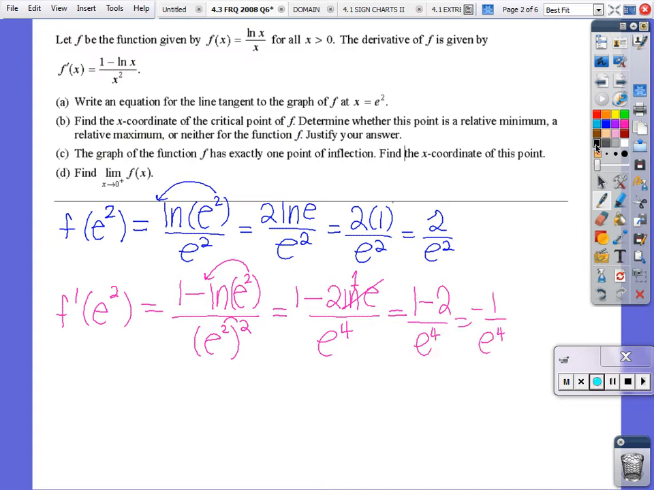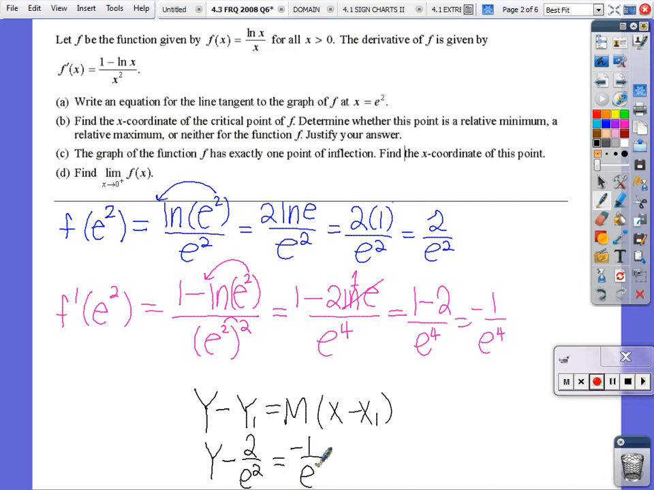The equation of the tangent line then is y minus y1 equals m times x minus x1. Therefore, we get y minus the y of the point, which is 2 over e squared, equals the slope, which is negative 1 over e to the fourth, times x minus e squared. So it's not the prettiest slope, but it gives you the value. It's also a really odd-looking equation of a tangent line.